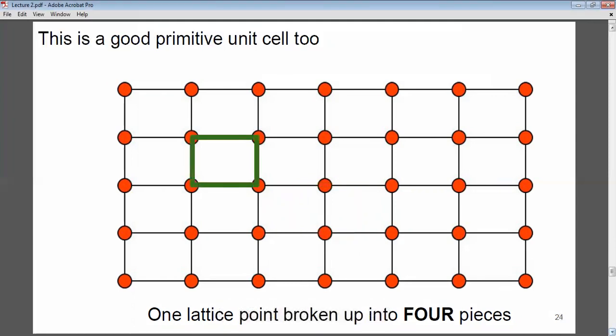A very good primitive unit cell is also this one. This is also a unit cell because I can stack the whole space with it. If I put this one, this one, this one, this one, I can cover the whole space. And it's primitive because it has one lattice point, which is broken into four pieces. Here I have a quarter of this, a quarter of this, a quarter of this, a quarter of this. So it contains exactly one lattice point.